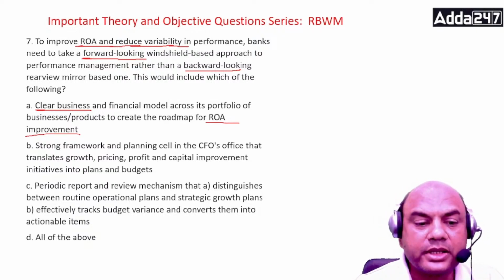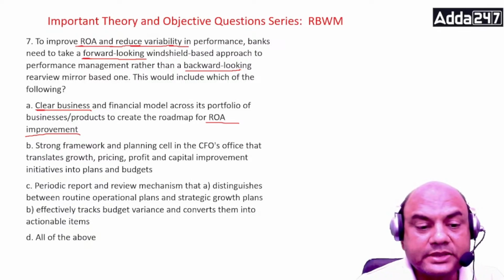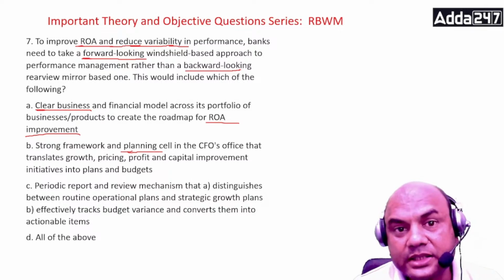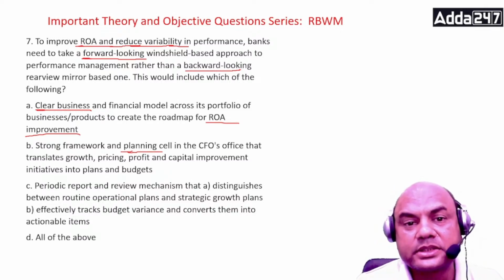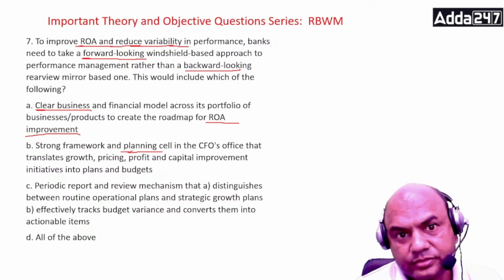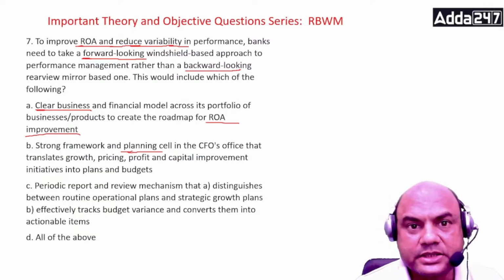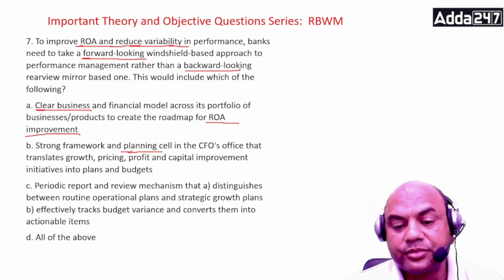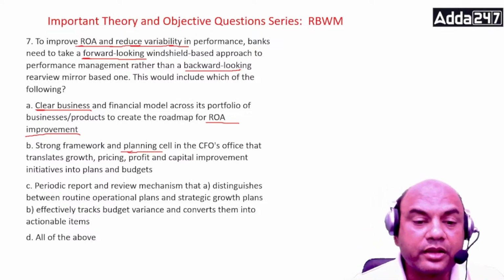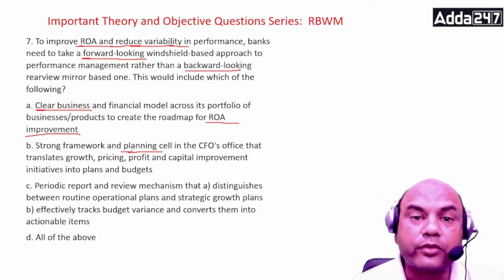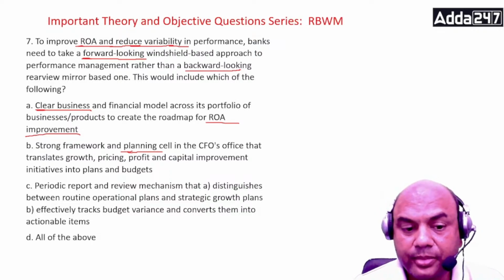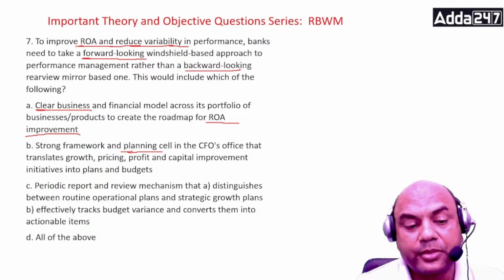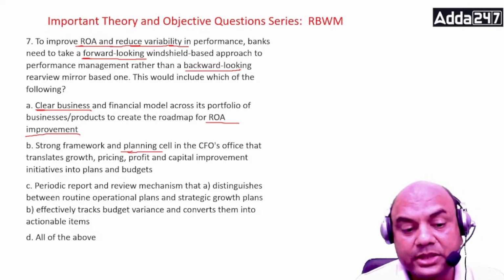Strong planning here means whenever I plan sitting in the CEO or CFO's office, I must understand what the lowest level person will be doing. If I implement some strategy, I must understand that. If I understand that, only then will I be focused correctly on my clear goals of profitability and ROI. So that translates growth, pricing, profit and capital improvement initiatives into plans and budgets.